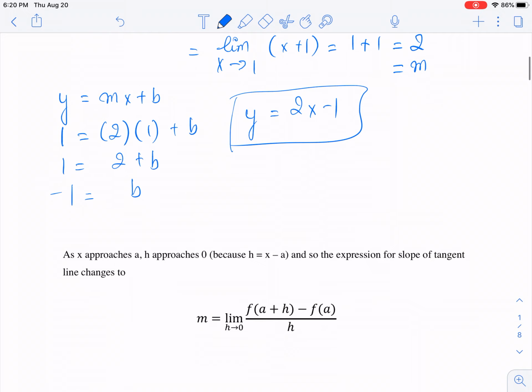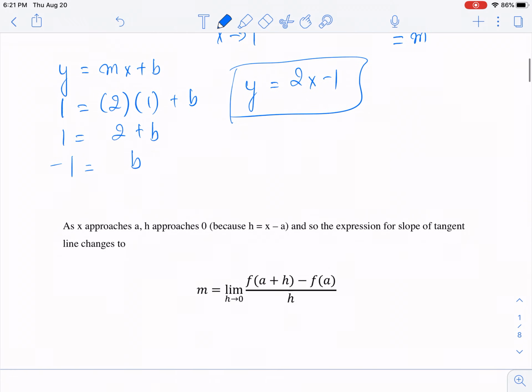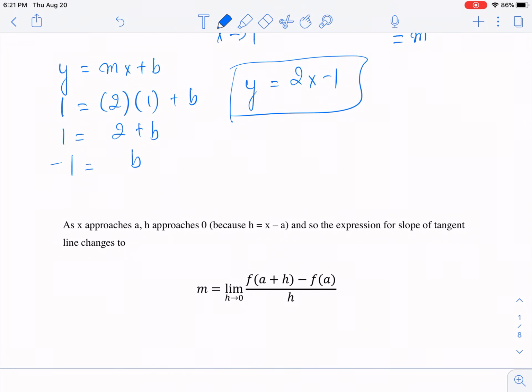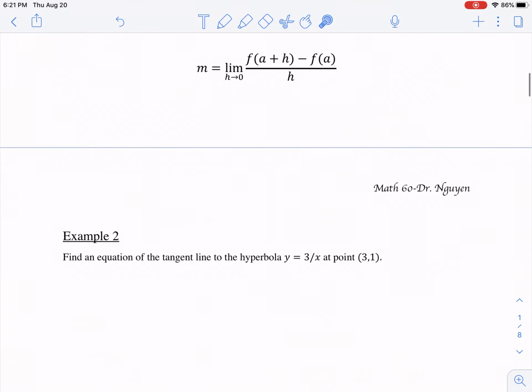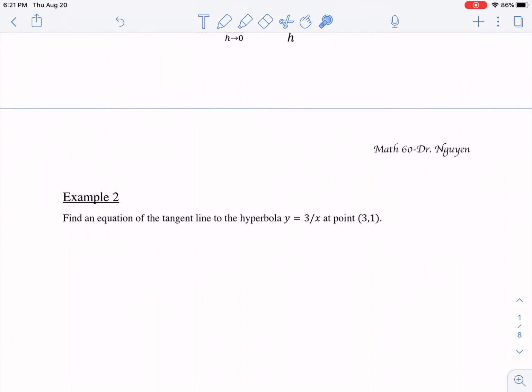Now, moving on to a different expression of the slope. This time, we let h equal x minus a, and then the slope is defined as follows. Right here, still the limit. Okay, so let's take a look at a different example. This time we have the hyperbola, which is y equals 3 over x, and the point (3, 1). So let's find the slope of the tangent.